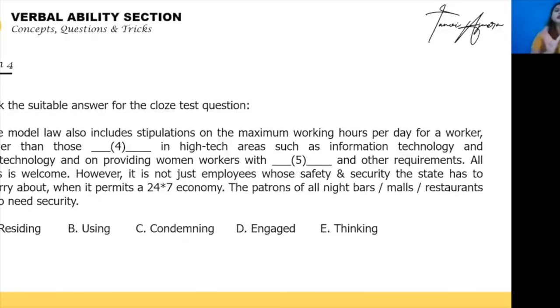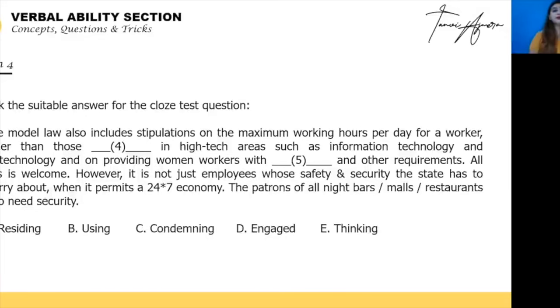So when we read this entire passage, we understand that it has something to do with, of course, the economy working both day and night, and the fact that people who are working in nights or who are going out in nights need some sort of safety and security. This is the theme that I get. Now let's evaluate the first option. The model also includes stipulations on the maximum working hours per day for a worker other than those residing in.